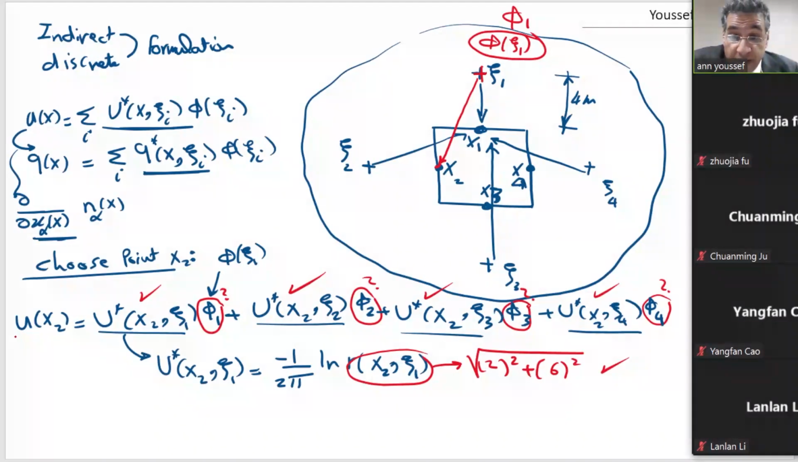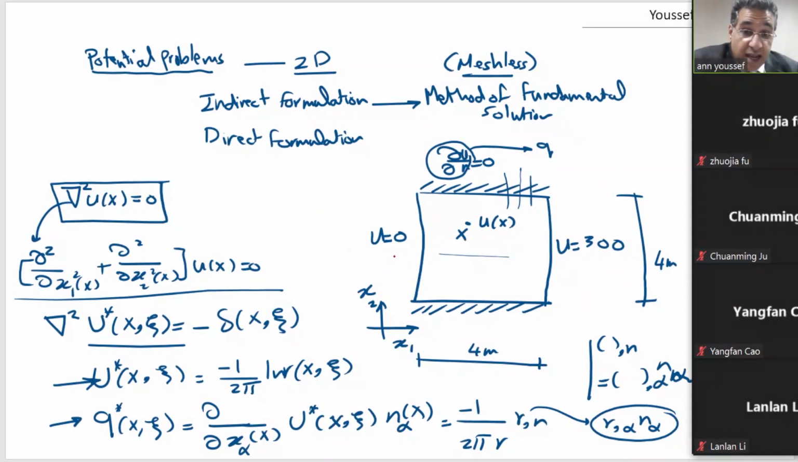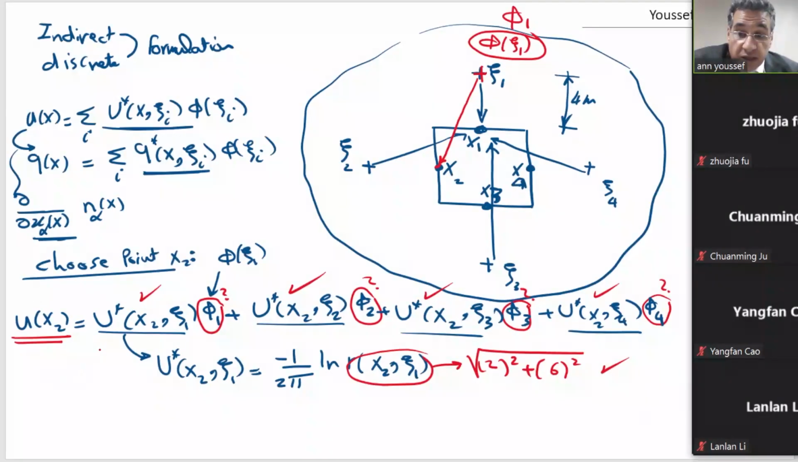And what about the value of u at x2, the temperature at x2? Remember the question itself: u at x2 here is equal to 0. So it is very well known, this part is equal to 0. So we now have the first equation, at x2. Let us write the same equation. I want to write the same equation at x1.